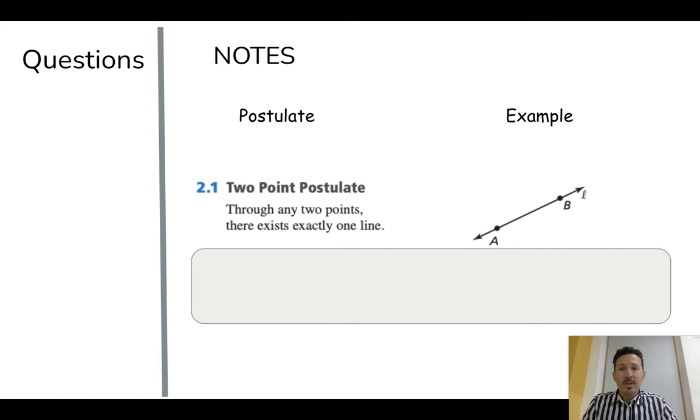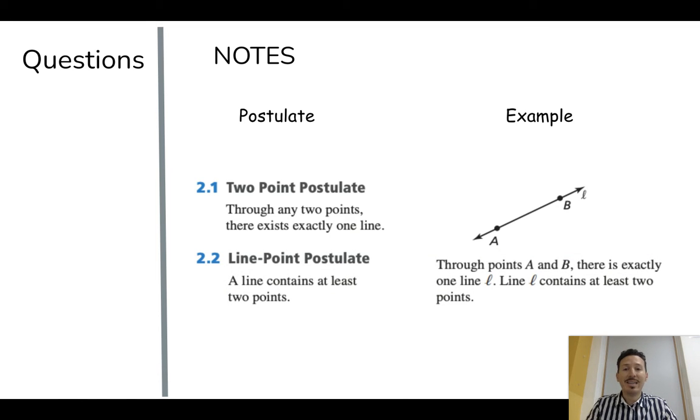So the first postulate is the 2-point postulate, which states here, through any 2 points, there exists exactly one line. So you can put 2 points anywhere you want, and there's only one line that passes through those 2 points.